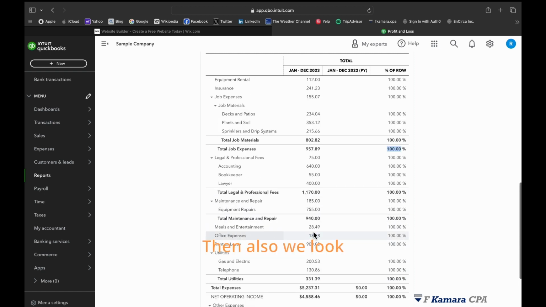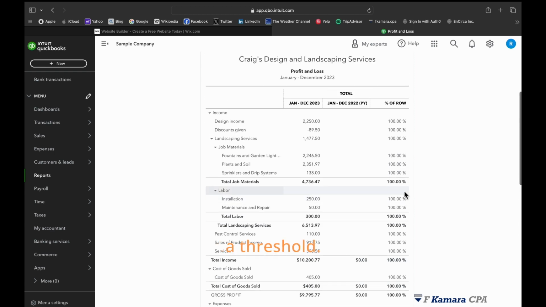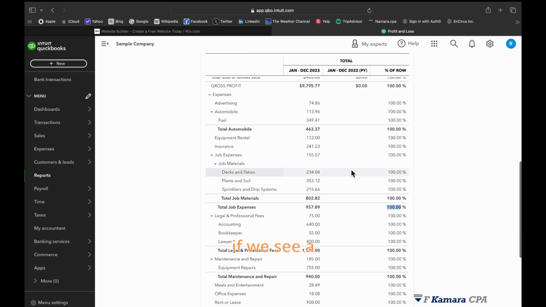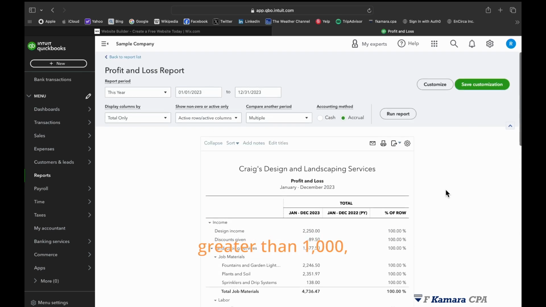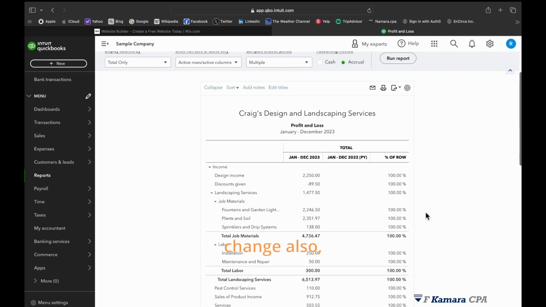Okay, then also we compare the trend. Like in audit, we have what is called a threshold. So we can set a threshold. Maybe we can say any variance greater than 1,000 and a percentage change greater than 10% be investigated. So if we look at the fluctuations and see a variance that is greater than 1,000, if that was our threshold, or maybe 2 million, and the percentage change is also greater than 10%, then we can investigate to know what caused that change.